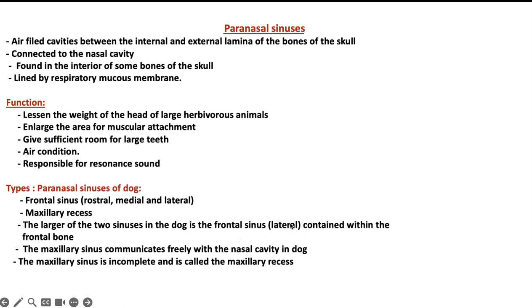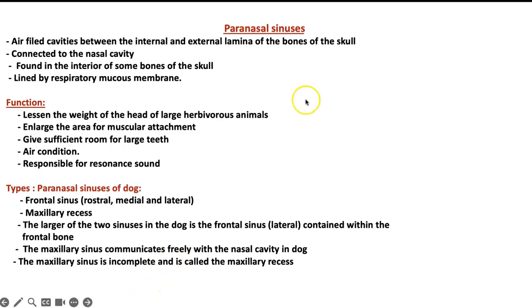The paranasal sinus is important. It is a filled cavity between the internal and external lamina of the bones of the skull. It is present in certain bones such as the frontal bone and maxillary bone, and is important to lessen the weight of the skull, also to give areas for muscular attachment, and for air conditioning. And also for teeth, for example, the maxillary bone and sinus are important for the roots of the cheek teeth, especially the last 3 or 4 molar teeth.